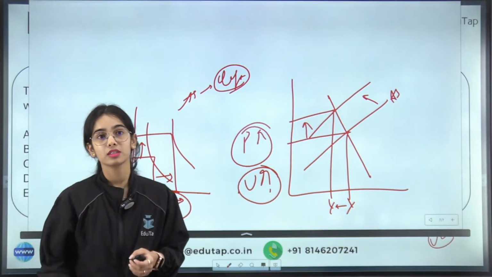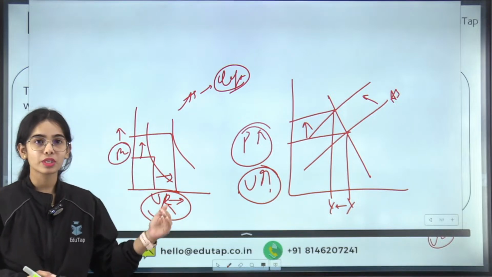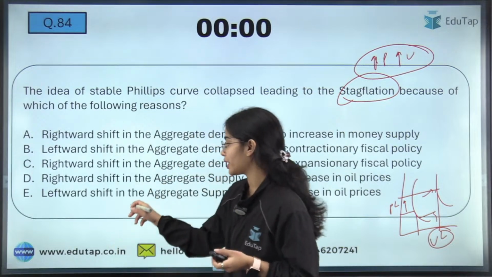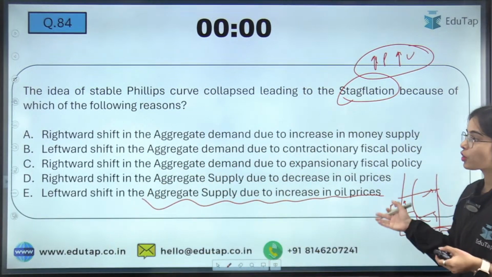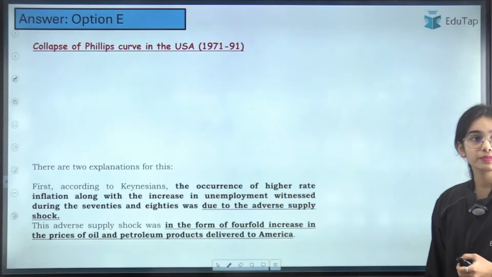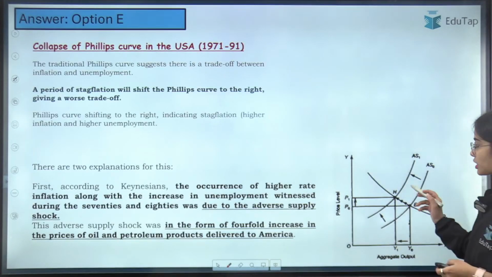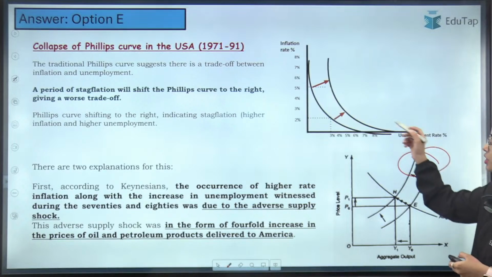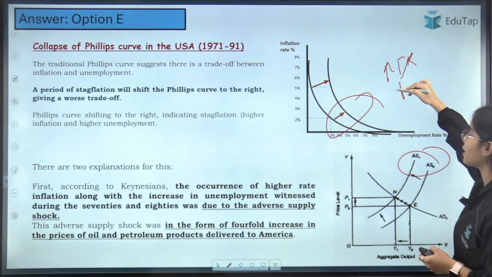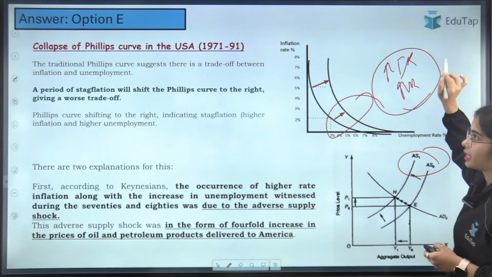Got it? Any confusion? So with the leftward shift in aggregate supply due to the increase in prices, there was a rightward shift in the Phillips curve. That showed that the inflation rate is increasing, and with that the unemployment rate is also increasing.